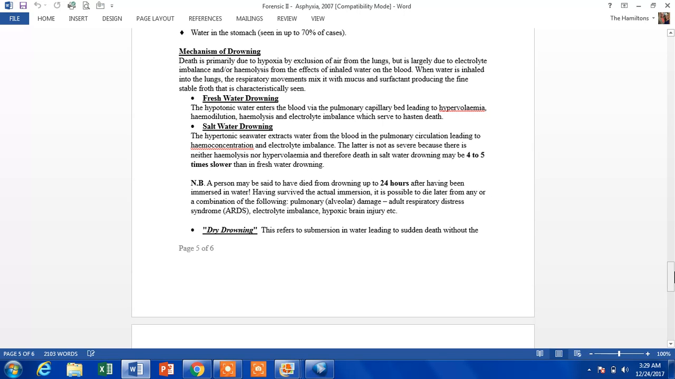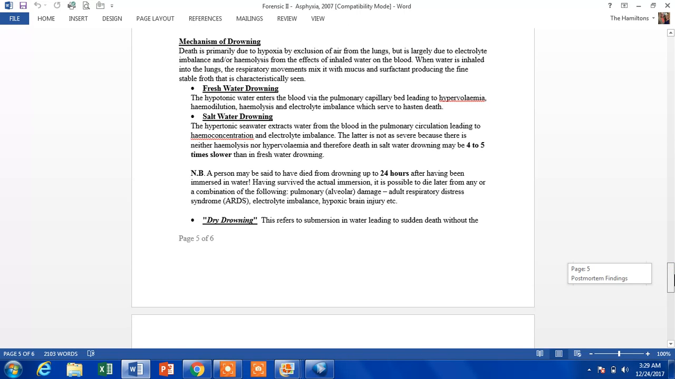it's a little difficult. NB, a person may be said to have died from drowning up to 24 hours after being immersed in water. Having survived the actual immersion, it is possible to die later from any or a combination of the following: pulmonary alveolar damage, adult respiratory distress syndrome, ARDS, electrolyte imbalance, hypoxic brain injury, etc.